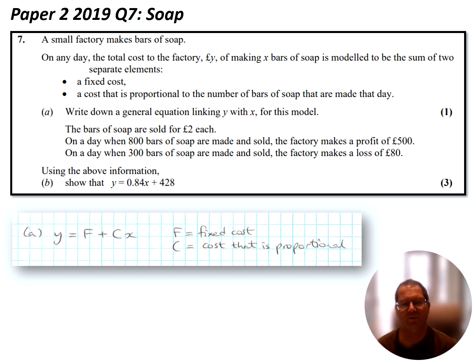So overall, our general equation will be y equals f plus cx, where y is the total cost of the factory, f is a fixed cost, and cx is the total cost proportional to the number of bars of soap multiplied by the number of bars of soap, i.e. this extra cost that is proportional.